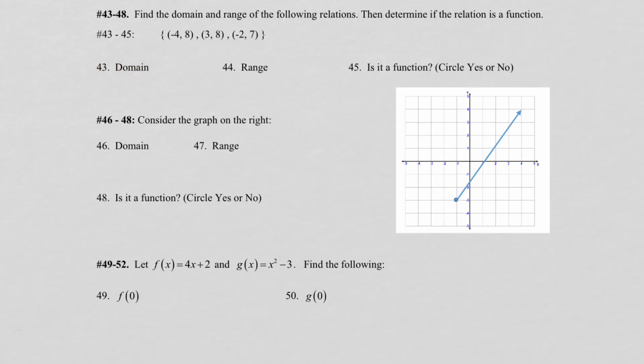Okay, the domain is a collection of the x values, so the -4, 3, and the -2, but we have to put that in order. So we open up a brace like that, and we go -4 first, then -2, and then 3. The range is the collection of y values, so we're looking at just the 8 and the 7. Don't write the 8 twice, but you do have to write them in order.